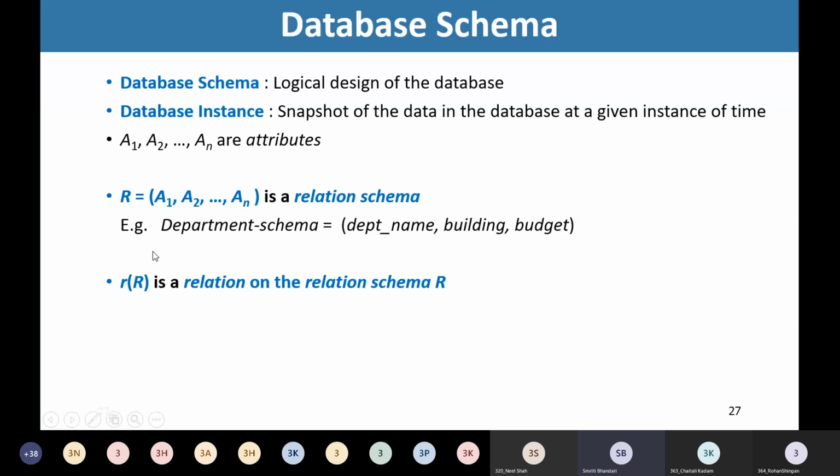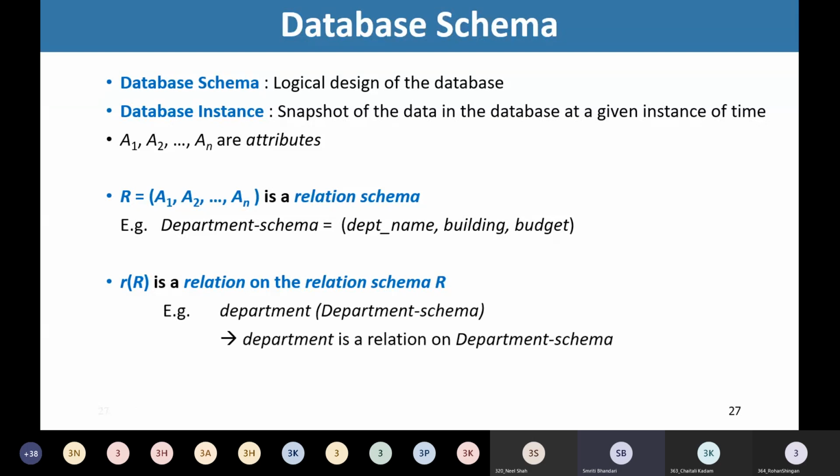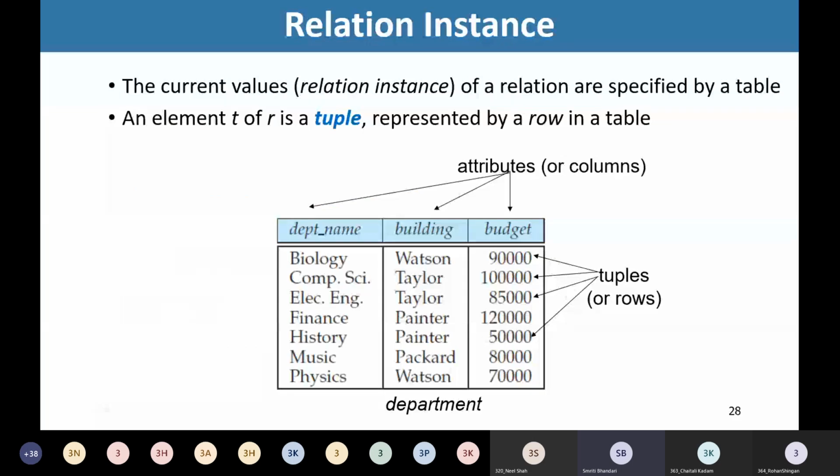And on this relation schema, we have a relation, that is department, right? So we write that department is a relation on the relation schema department schema. Department is a relation on this department schema, right? So this is how we write the notations for a relation schema and a relation on a relation schema.